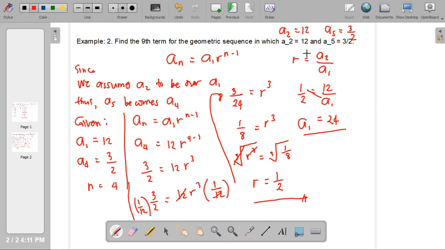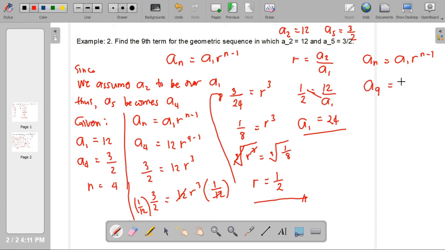In fact, if you are going to find the common ratio, 12 over 24, that is 1/2, no? We get the common ratio. So our a sub 1 is equal to 24. Now that we have our a sub 1 and our common ratio, which is 1/2, we can now get the 9th term. So we will have a sub n equals a sub 1. Again, we are going to use this formula. Our a sub n is a sub 9 because we are looking for the 9th term.